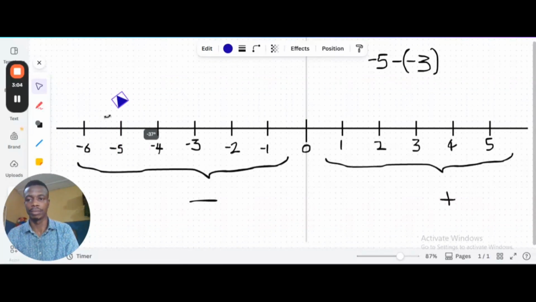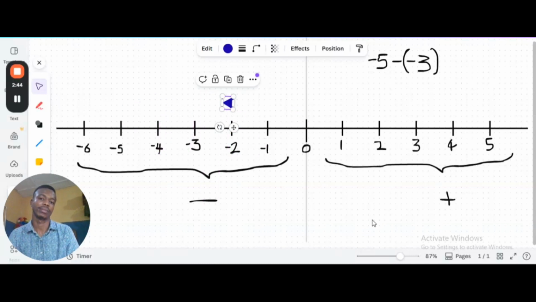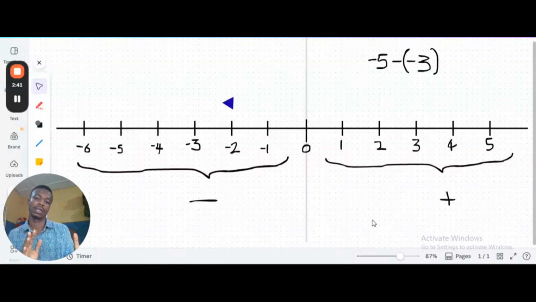So let's start again. -5, you're going to come here to -5. Minus, you turn back or you face the negative direction. Okay? -3. You go back 3 times. 1, 2, 3. Remember, going back 3 times is now you're actually going front since you are now facing back. So -5 minus -3 is going forward a little bit. -2.